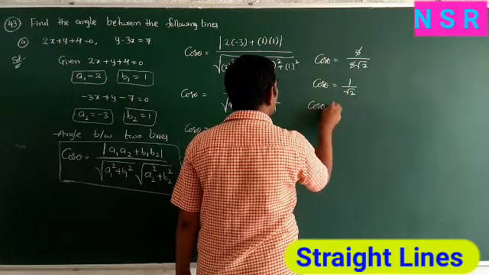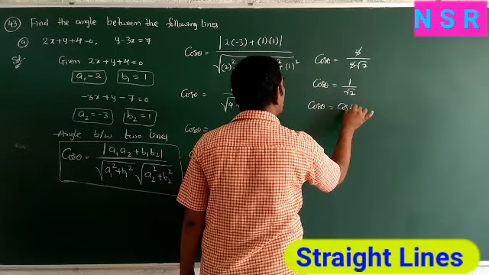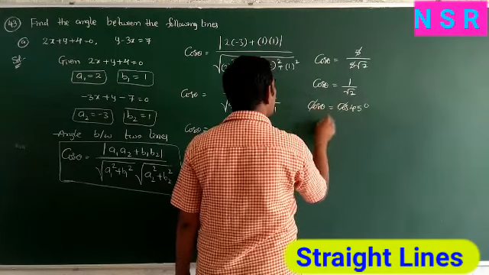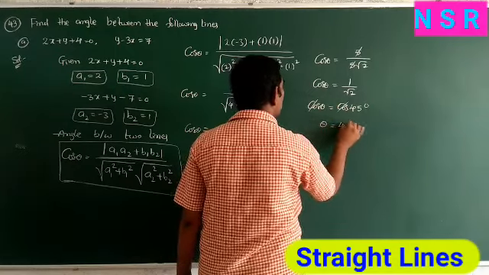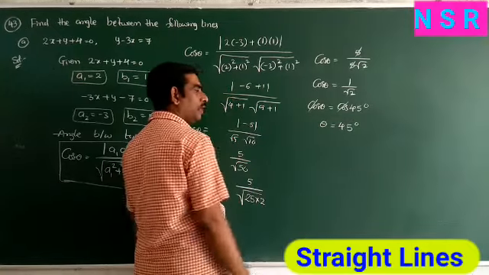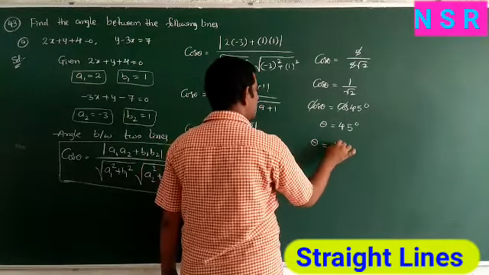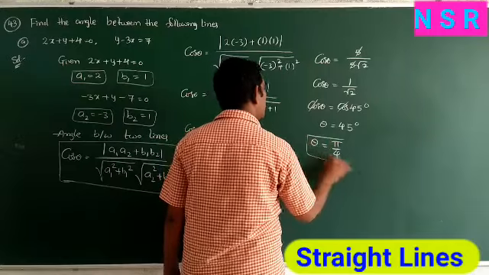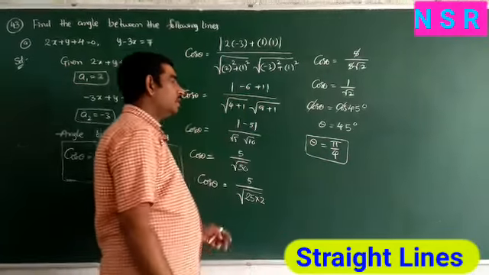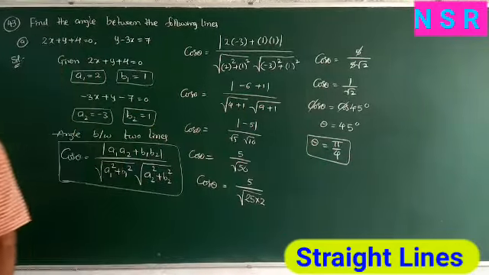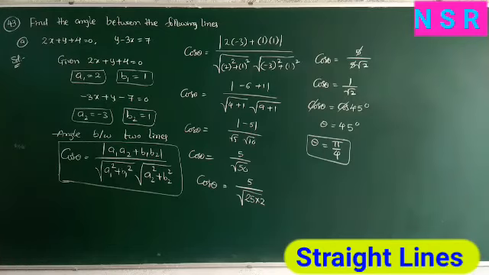So in cos, we get 45 for 1 by root 2. Now 1 by root 2 we write as cos 45. Now both sides cos cancel, theta is equal to 45 degrees. So that is theta is equal to pi by 4, you can change it to radian form. So the angle between the given lines is pi by 4 or 45 degrees. So this is a very important question for 2 marks.